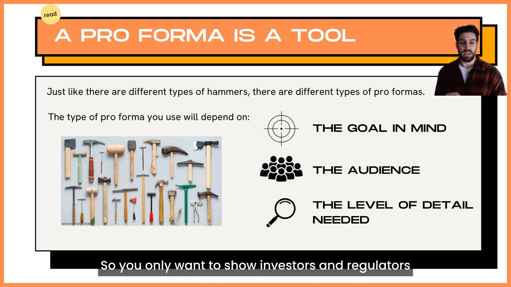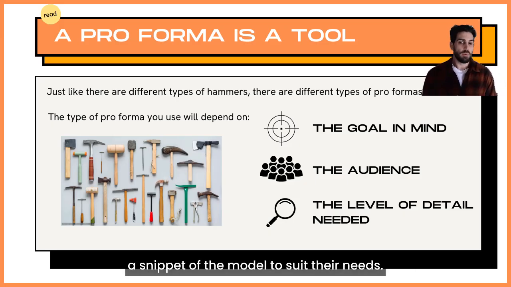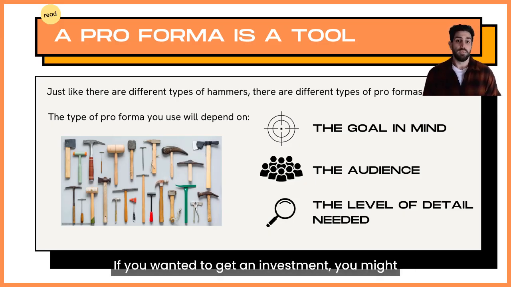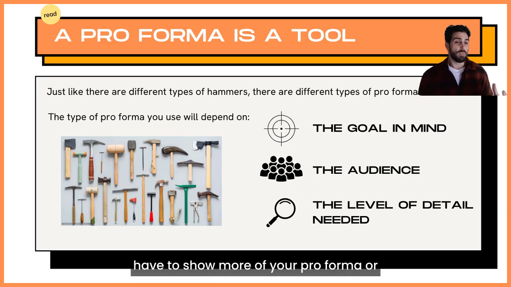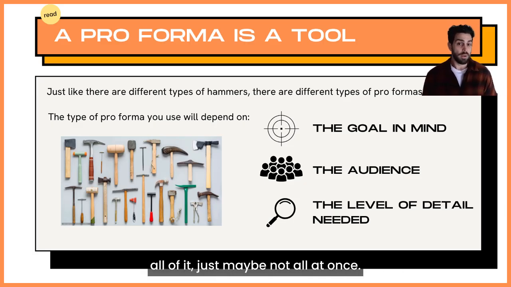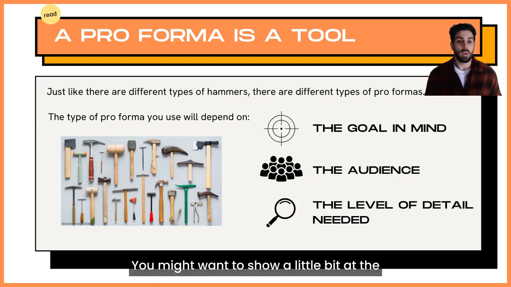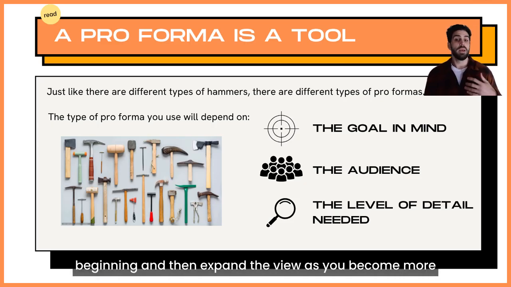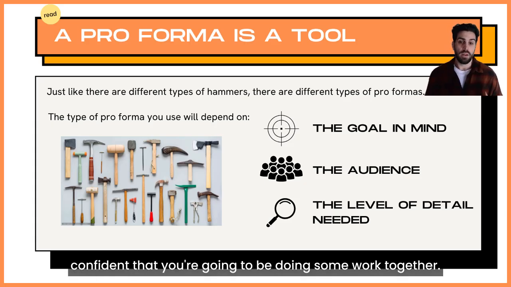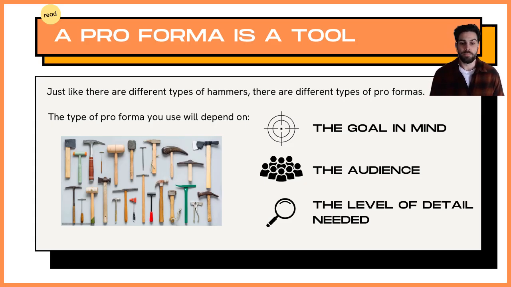So you only want to show investors and regulators a snippet of the model to suit their needs. If you wanted to get an investment, you might have to show more of your pro forma or all of it, just maybe not all at once. You might want to show a little bit at the beginning and then expand the view as you become more confident that you're going to be doing some work together.